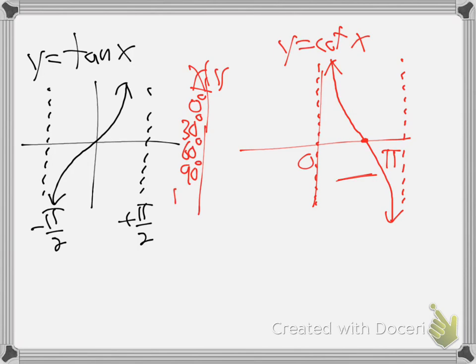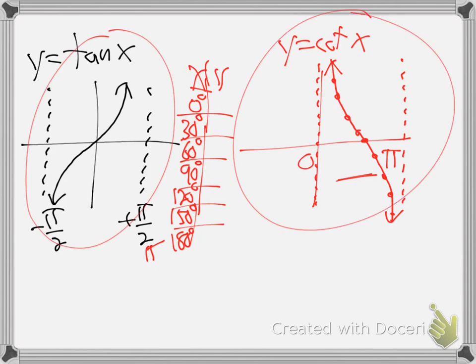Pi's 180, keep going, 120, 150, all the ones we know are 180, that's pi, right? If you plug those in and you get your y values, you'll find out that you get a bunch of dots like this. This is what you will find when you do that. So he does an upside down snake, cotangent does. So tangent is regular snake, cotan is upside down snake.